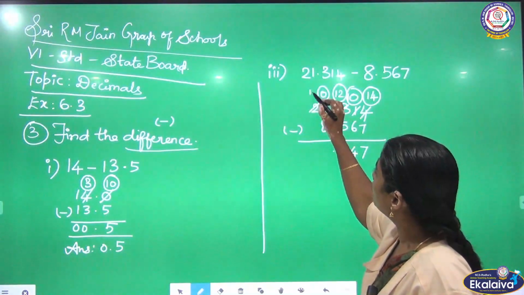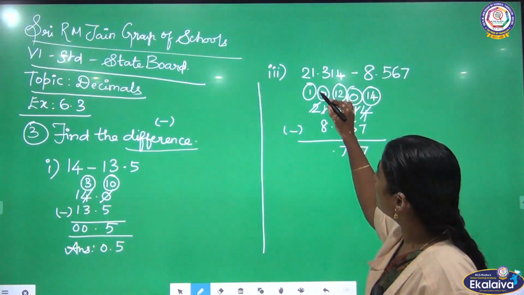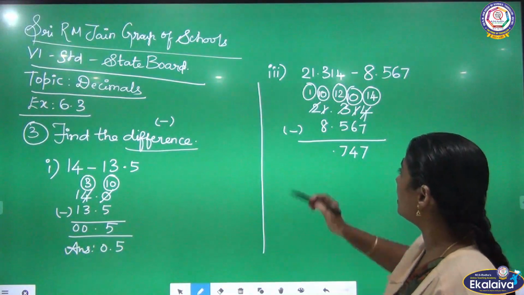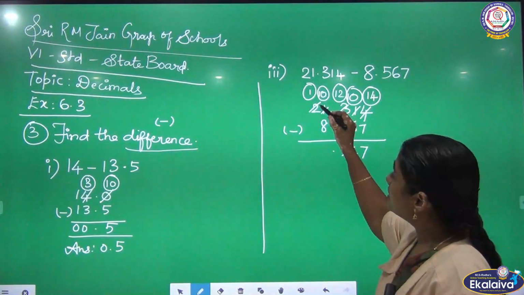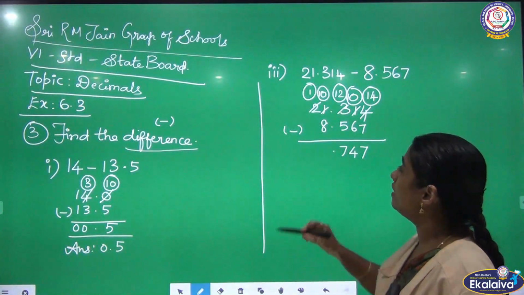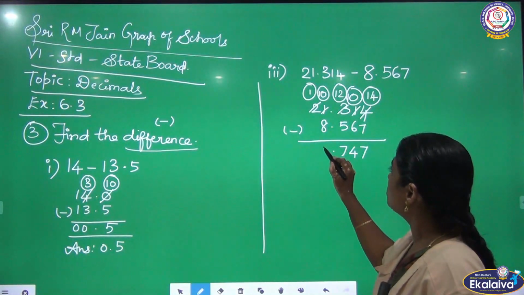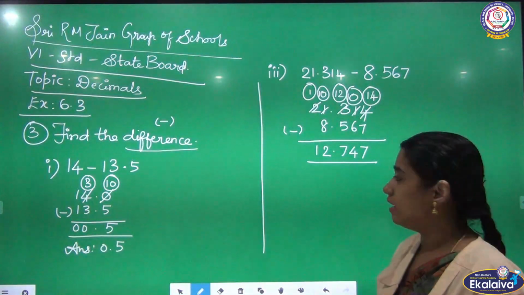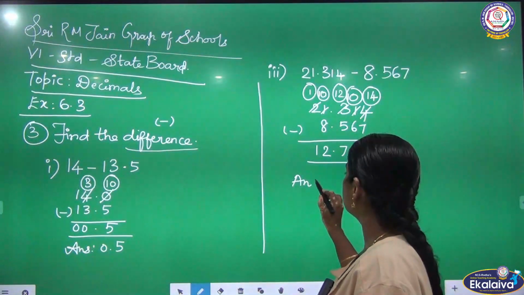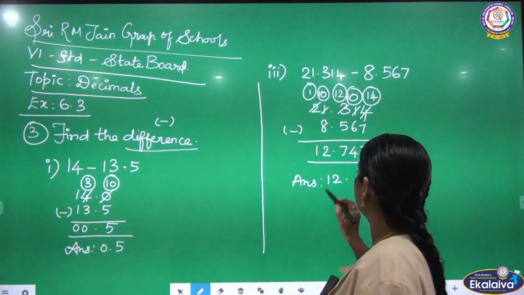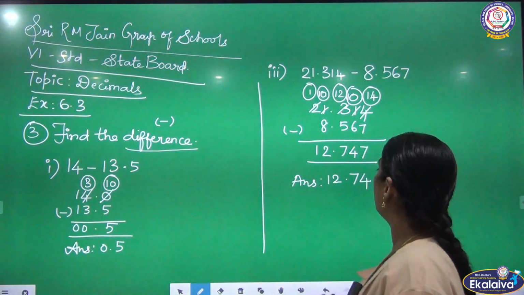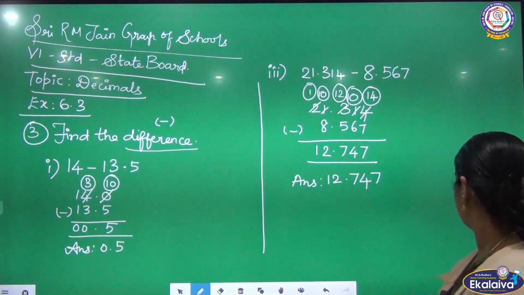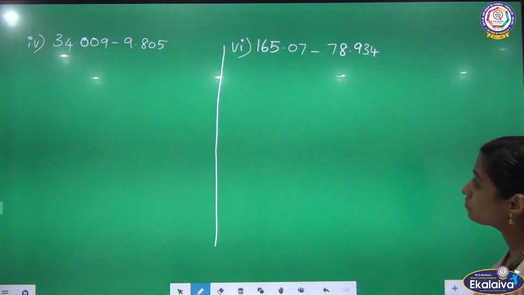Now again you have to borrow. So this becomes 10. 0 minus 8, I am not able to subtract, so borrow, then this 2 is giving 1. So far it is 1. 10 minus 8 is 2 and this is 1. Drag that 1 down. Now my answer is 12.747. Can you clear this, children? Shall I move on to the next one?